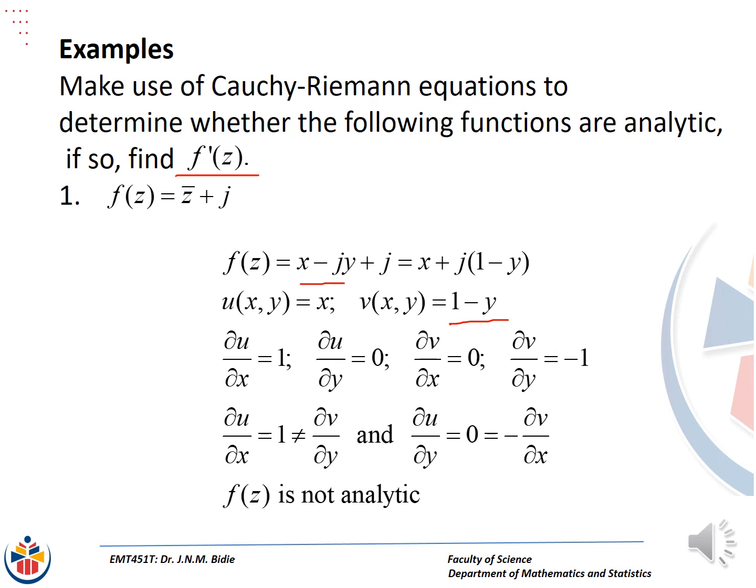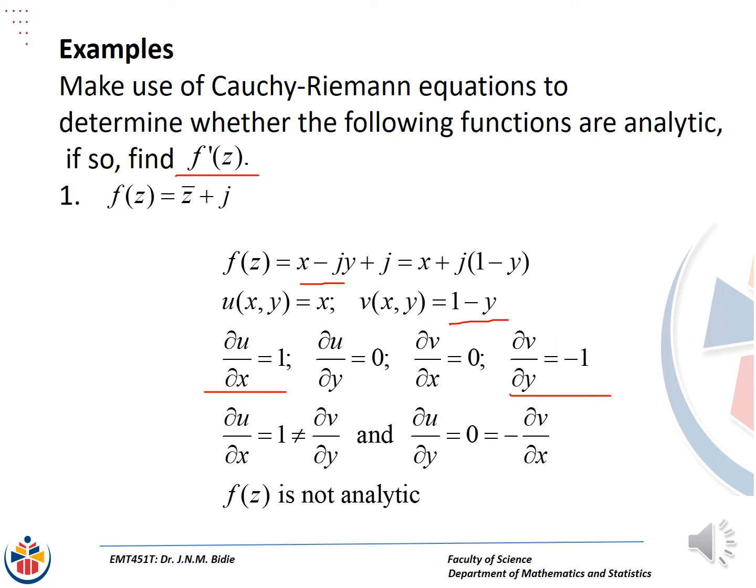Then we need to check, are the conditions given by the Cauchy-Riemann equations met? du over dx is supposed to be equal to dv over dy. So du over dx, which is equal to 1, is not equal to dv over dy, because du over dx is 1 and dv over dy is negative 1.